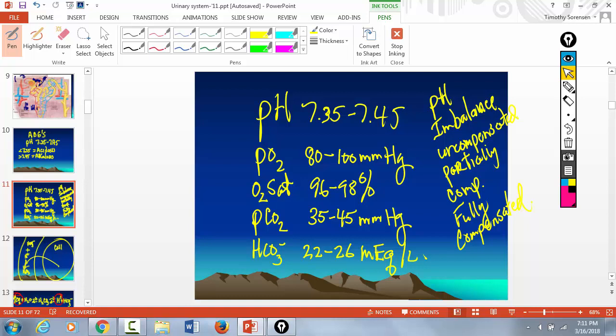An uncompensated pH imbalance is that if one system is causing the pH imbalance, the other system hasn't done anything. It hasn't kicked in. If one system is causing that pH imbalance and the other system is working in the right direction, but the pH is still abnormal, that's partially compensated. Who's following? If one system is causing the pH imbalance and the other system is working in the right direction and the pH is within normal limits, that's fully compensated. Say yeah. Let me give you examples. I know that's a lot.